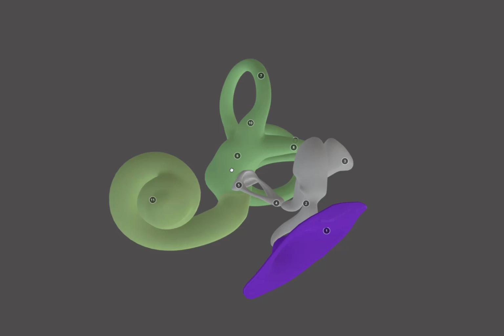So it senses changes in position. Let's say you're laying down and you sit up, right? The otoliths, the little stones, pull on the membrane and they bend these little hair cells called stereocilia, and that gets transmitted to the brain and is interpreted as changes in position. So that all occurs in the vestibule.